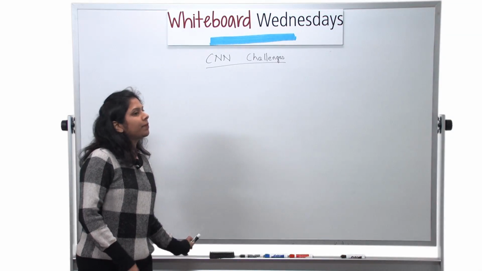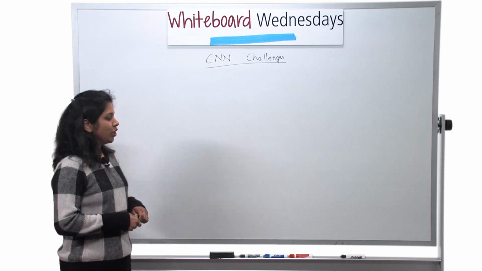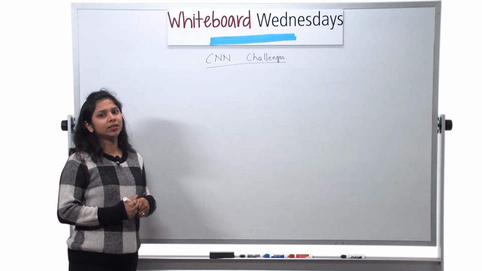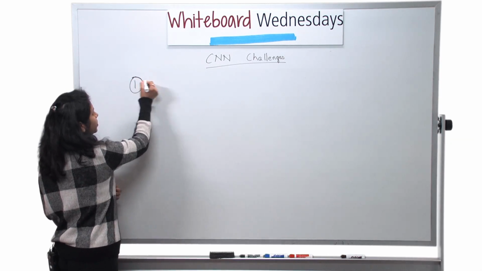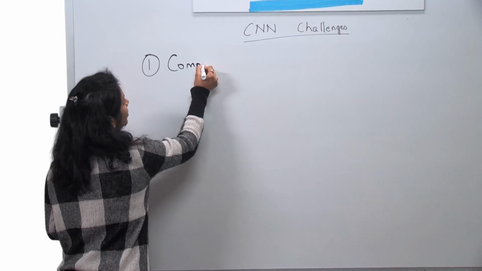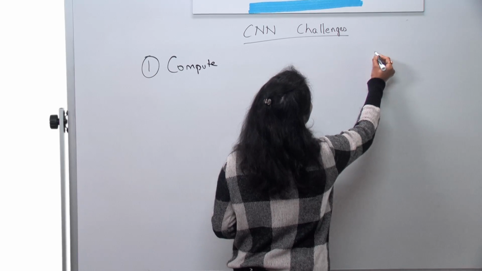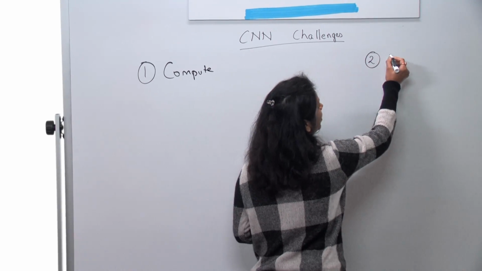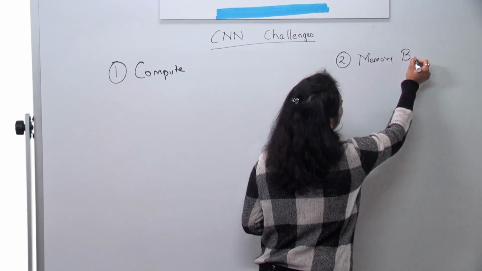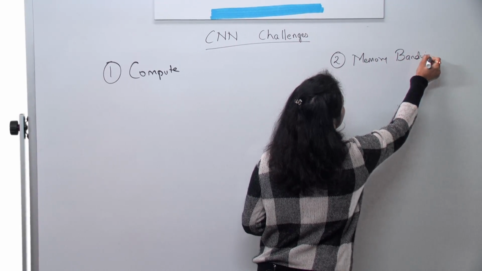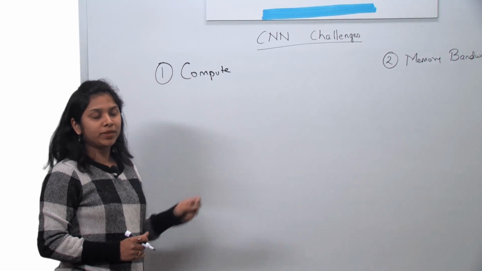Today, we are here to talk about some of the common challenges we face in convolutional neural networks. The two basic problems which everybody is seeing with CNN: first is the compute requirement, which is increasing day by day as new networks are coming every other month. And the second is the memory bandwidth, the load store memory bandwidth requirement. We are going to talk about both of them one by one. So let's start with the compute requirement.